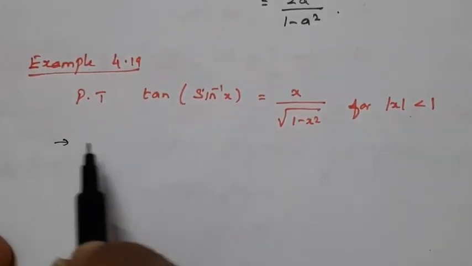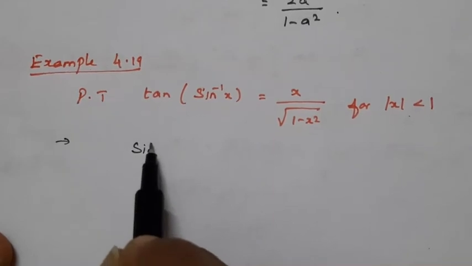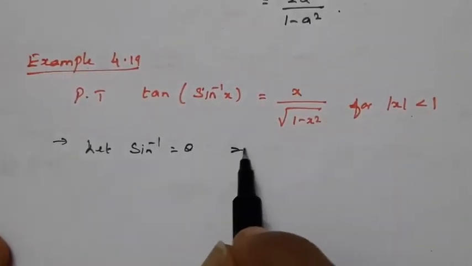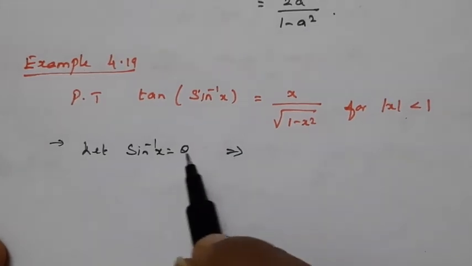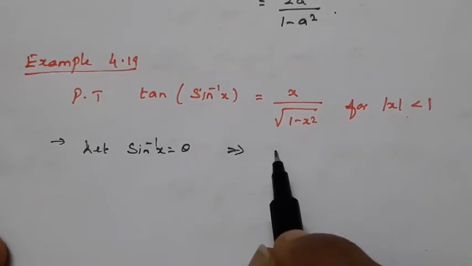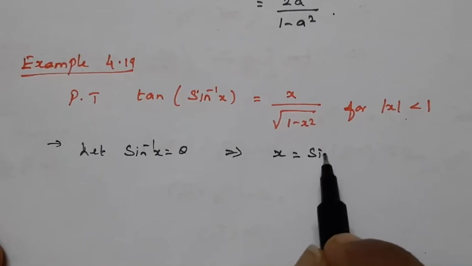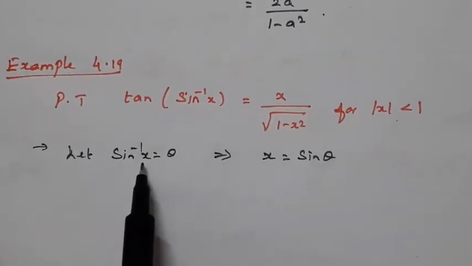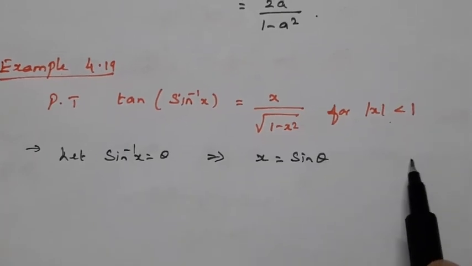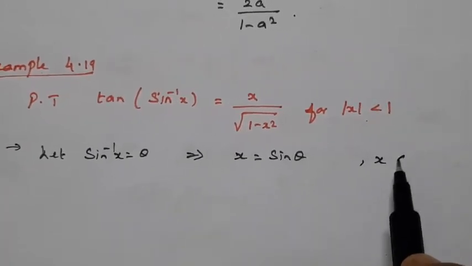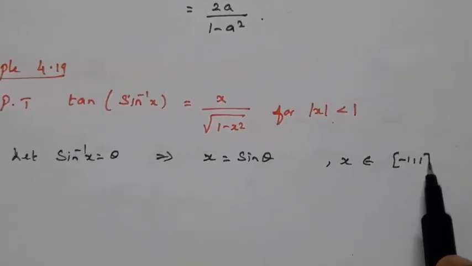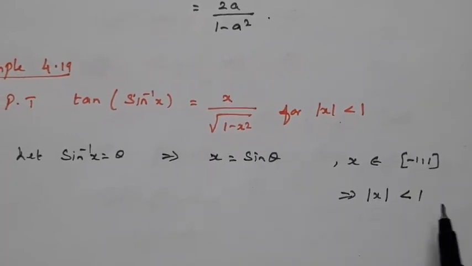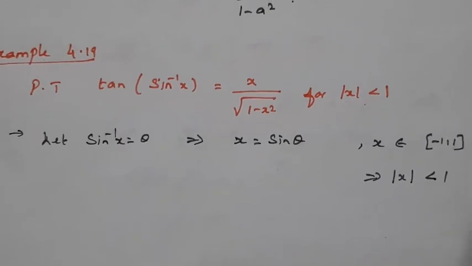Now, let us take this sin inverse of x is equal to some theta. So, this in turn implies x is equal to sin theta. Now, as sin inverse of x is theta, the domain of sin inverse of x is minus 1 to 1. Therefore, x belongs to the closed interval minus 1 comma 1. This implies that modulus of x is less than or equal to 1.